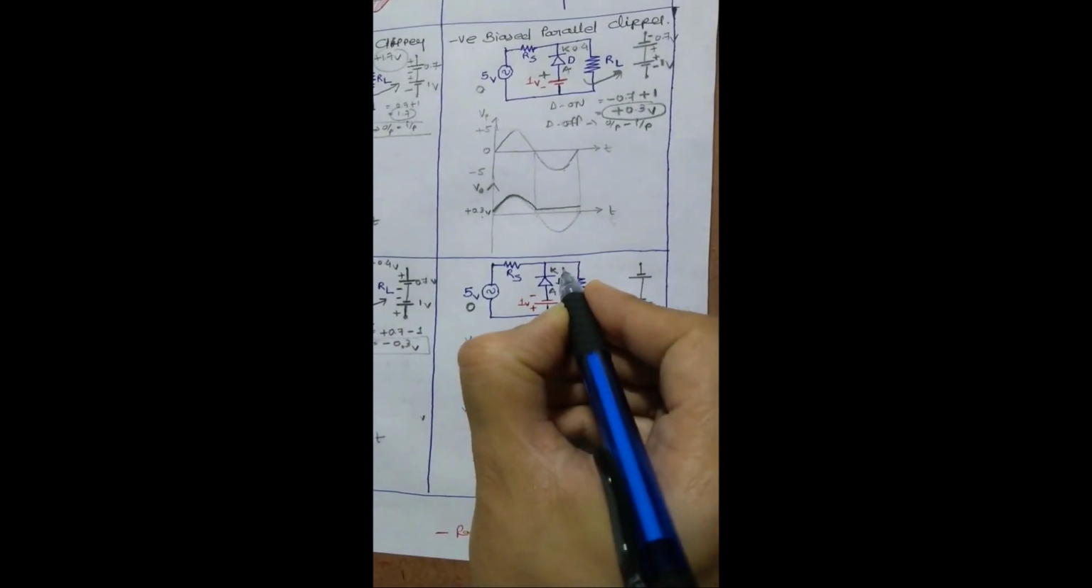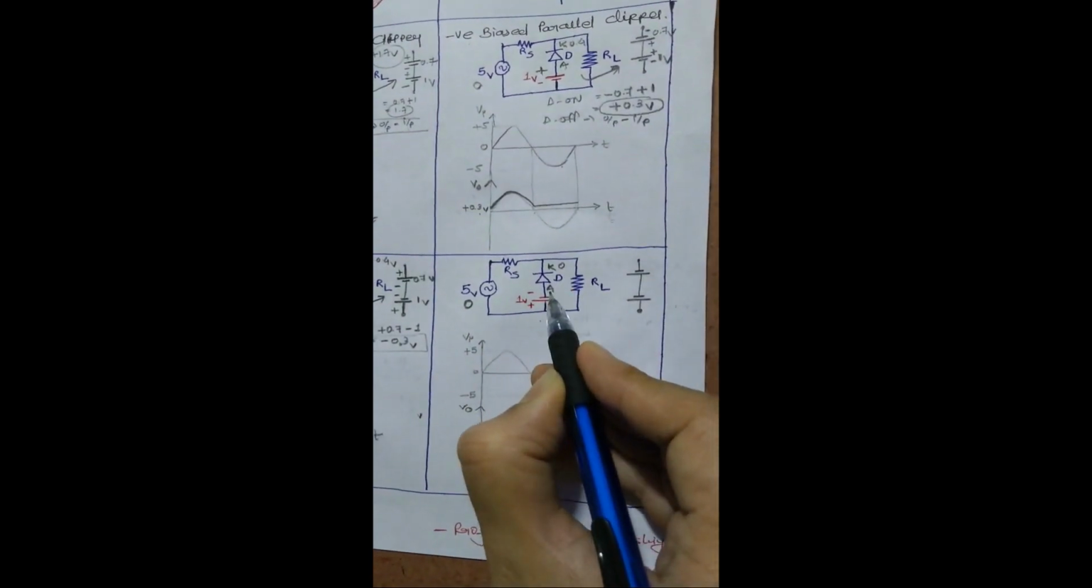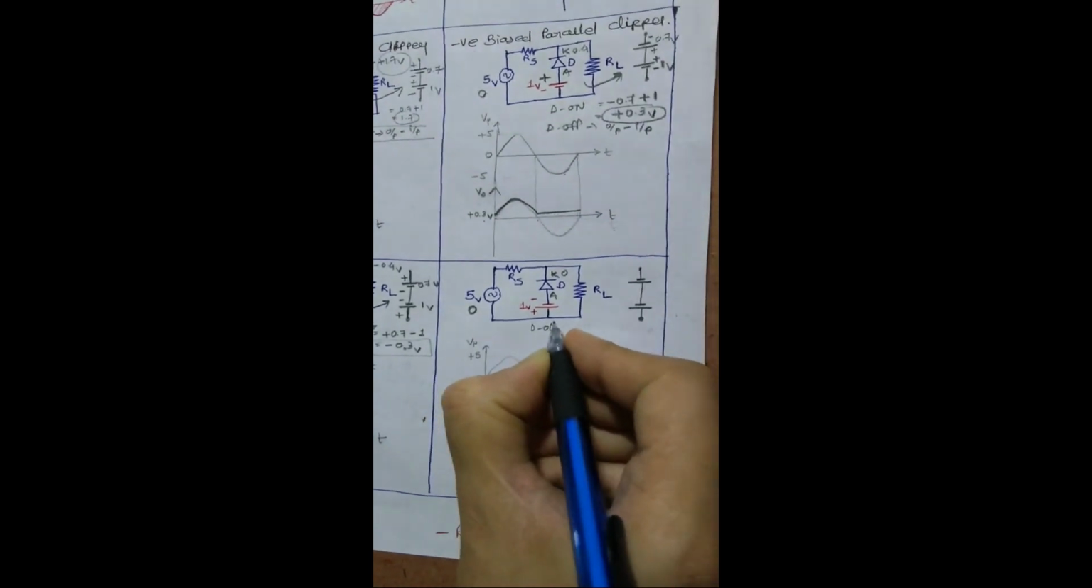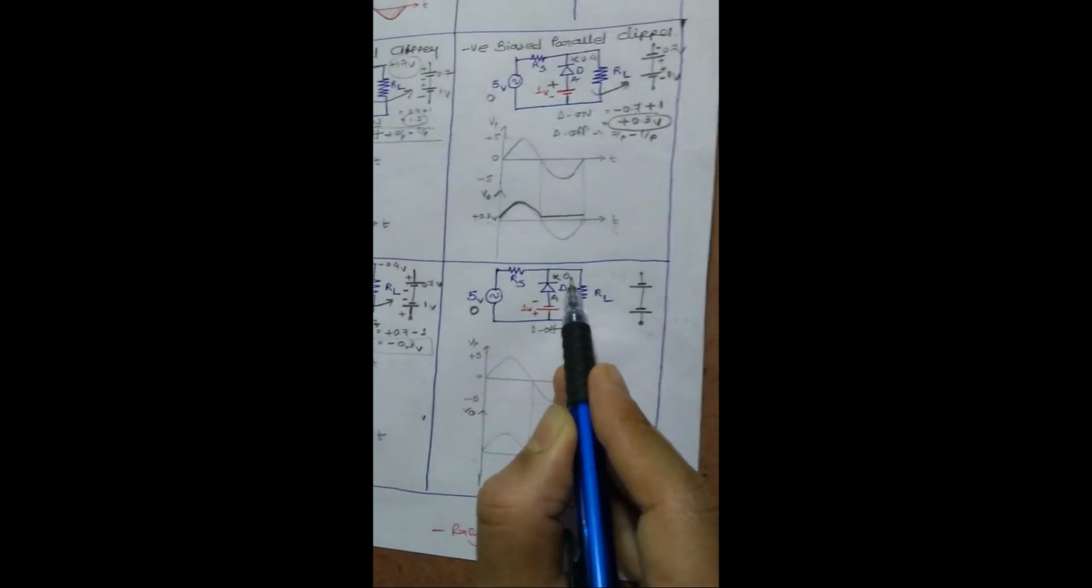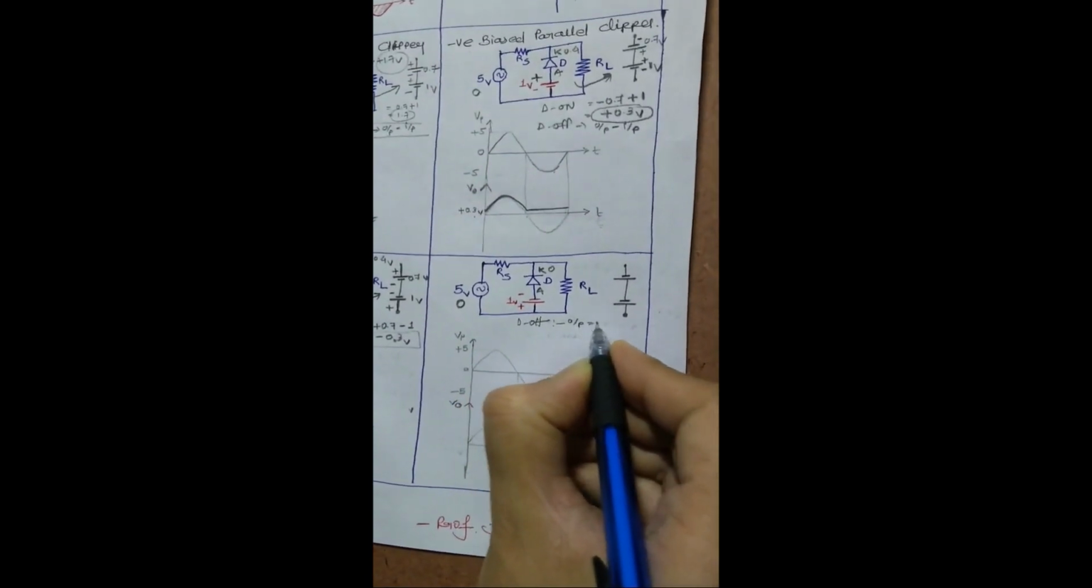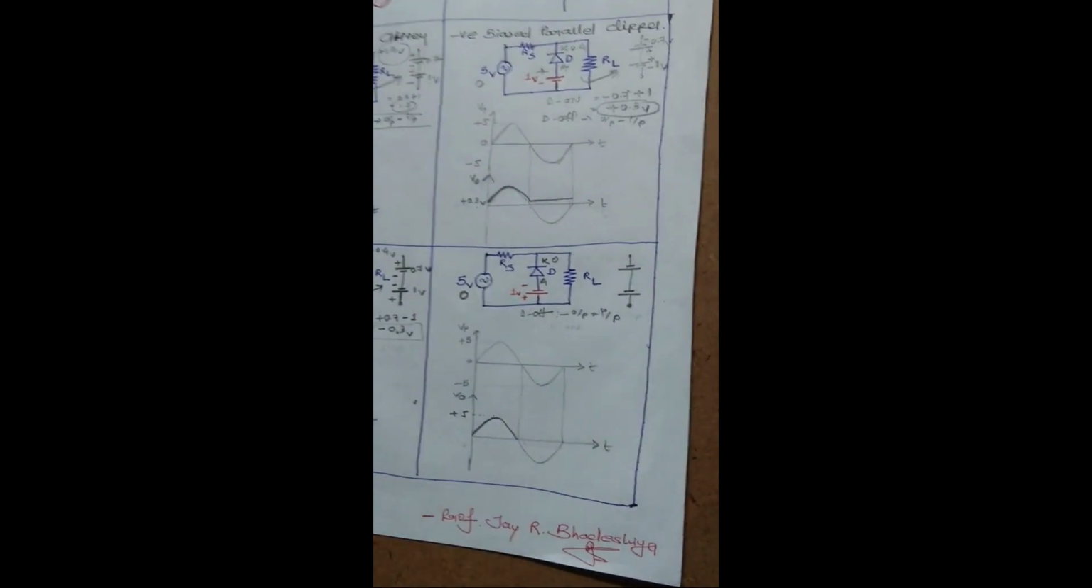Here are anode and cathode. Initially anode is minus, and initially cathode is equal to 0. So cathode is positive compared to anode, hence D is off. So in all the positive cycle, cathode is +1, +2, +3, +4, +5. Hence in the whole positive cycle, the diode is off. Diode is off, output is equal to input. So input is equal to +5, then output is equal to +5. Sorry, in this case the upper voltage is +5.